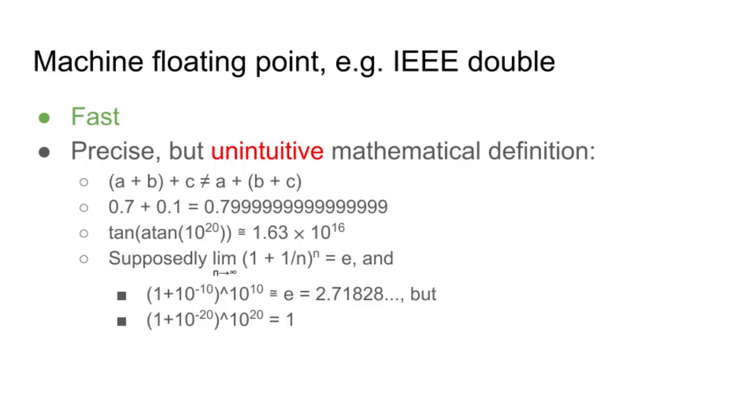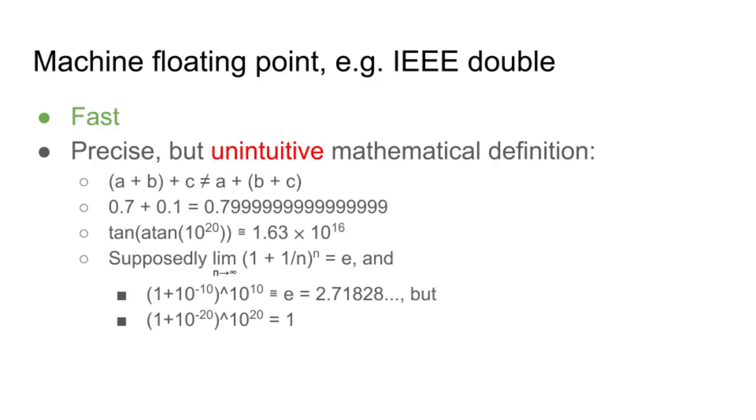Normally when we think of computer arithmetic, we think of machine floating point. For all purposes, we'll consider mostly IEEE double here. This has the advantage that it's fast because of great hardware support. It has a precise mathematical definition, but unfortunately the definition is such that it's not very intuitive to most users.